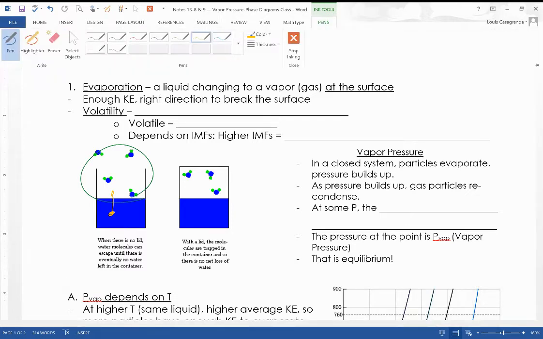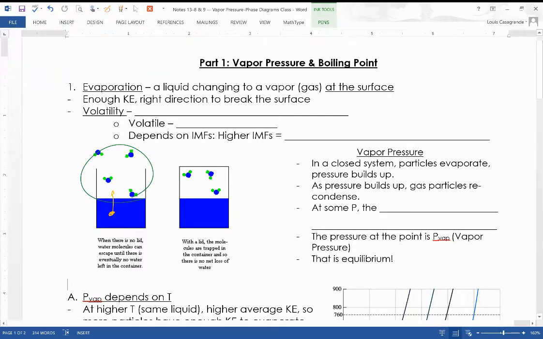There's a concept called volatility, which you've probably encountered before, but may not have known what it is. Volatility is the ease with which a liquid evaporates. It sounds like a simple concept, but it entails a few things. To be volatile is to be easy to evaporate, so it's a material that evaporates easily.